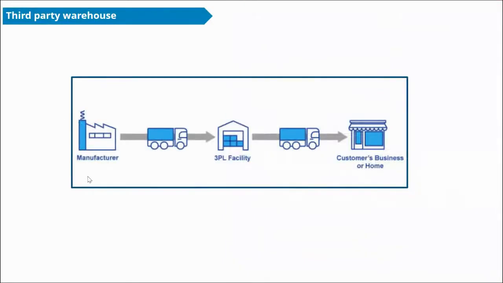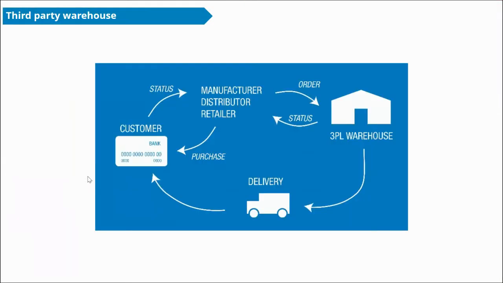So coming to the third-party warehouse process, here you can see that it is a manufacturing company. It could be a manufacturing company or a distributor or a retailer. This manufacturing company or trading company would lend the stocking process to the third party warehouse, right? So the customer order process and all that will be handled by the manufacturer, but the delivery process will happen from the third party warehouse.